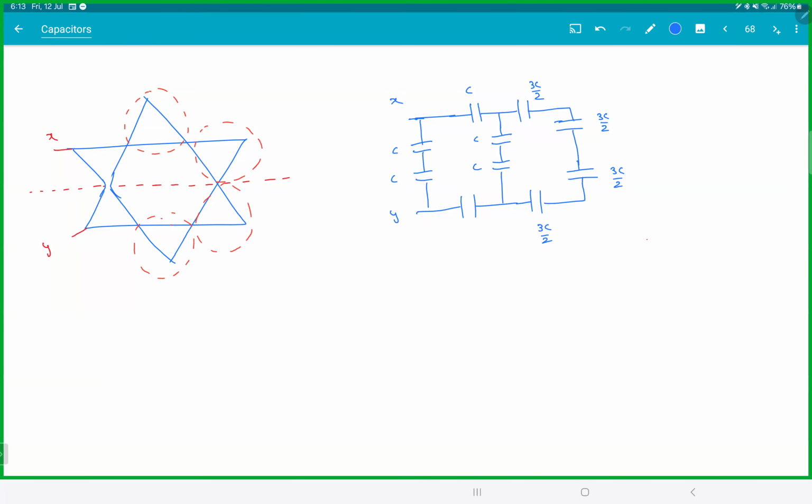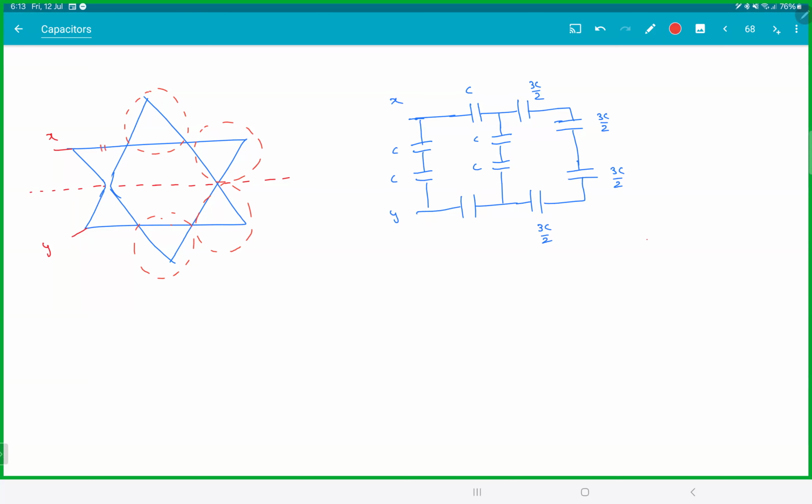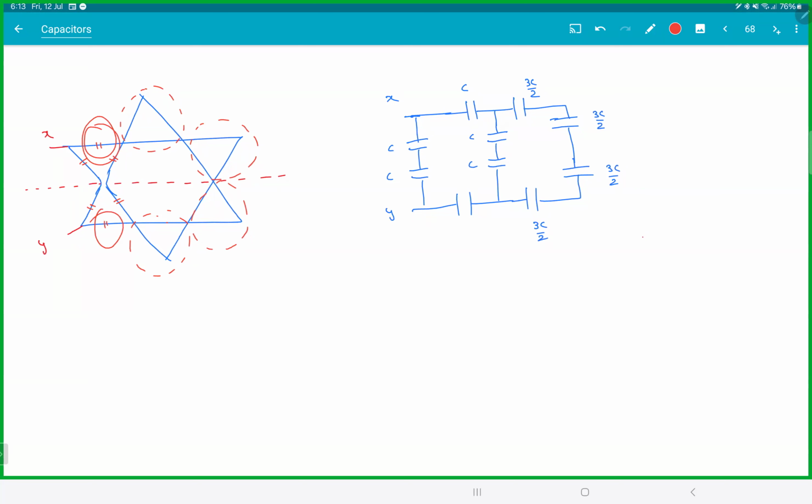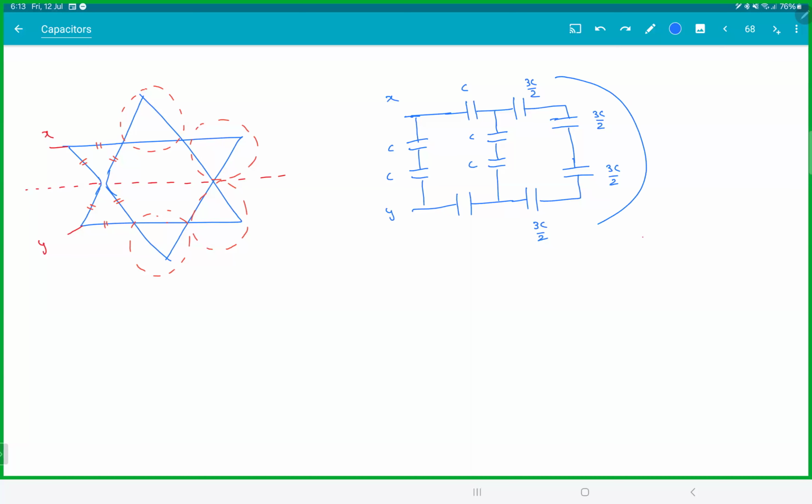Make sense? There is a capacitor here also, no? So there is one branch vertical. There are two vertical branches, and in the middle of both the branches there is two capacitors here, and then you have those four triangles of 3C by 2. And now it is easy. How much is this? 3C by 8.